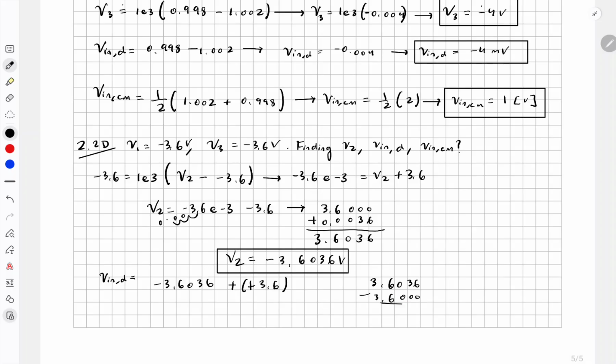So then V in D is equal to negative 3.6 millivolts.